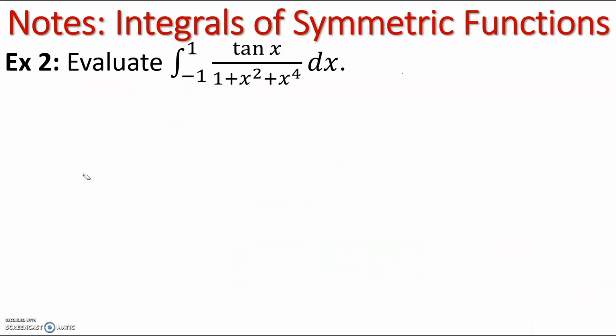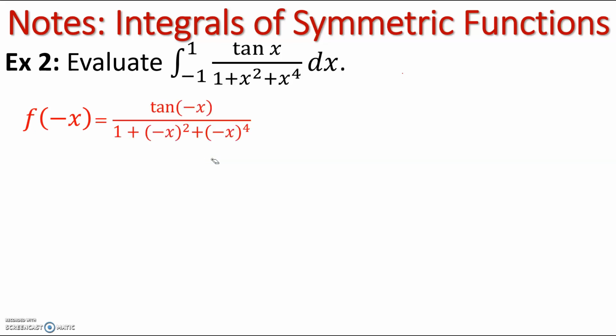All right, so now we're going to evaluate the integral of tangent of x over 1 plus x squared plus x to the 4th dx from negative 1 to 1. The first thing we're going to check is if this is even or odd by plugging in negative x. When we do that, we get tangent of negative x over 1 plus negative x squared plus negative x to the 4th. All of the even powers in the denominator will make these become positive.